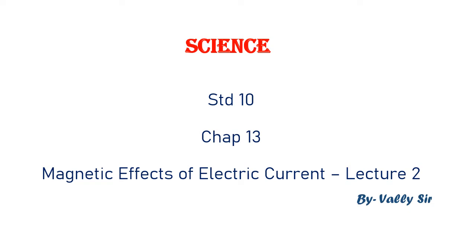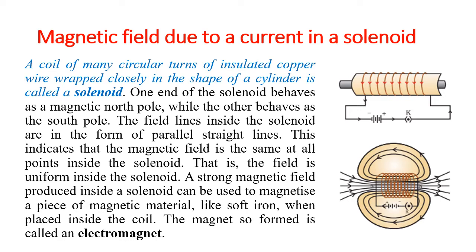I hope you liked yesterday's lecture, the previous lecture in which we discussed the relationship between electricity and magnetism, which came through an accidental discovery. Then we have seen the magnetic field around a straight conductor, around a circular loop, and the last thing we saw was magnetic field due to a current in a solenoid. So again, what is a solenoid?